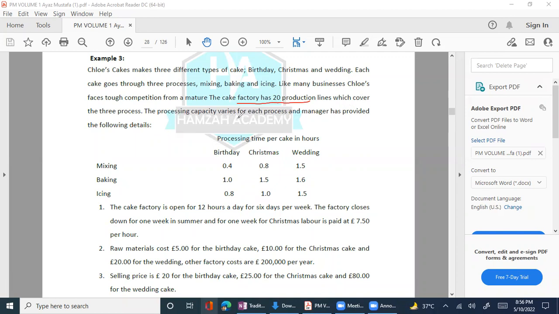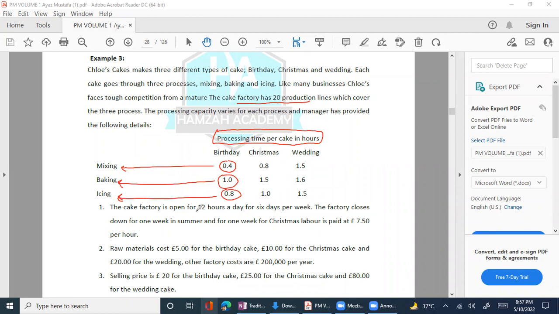The processing capacity varies for each process, and the manager has provided the following details. So this is the processing time per cake in hours. A birthday cake requires 0.4 in mixing. Birthday cake requires this time in baking, and icing it requires this time. So I hope you are getting the format of the data.